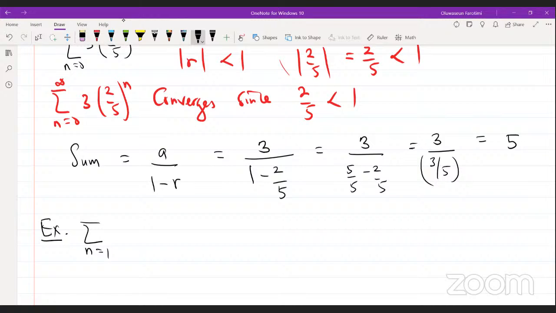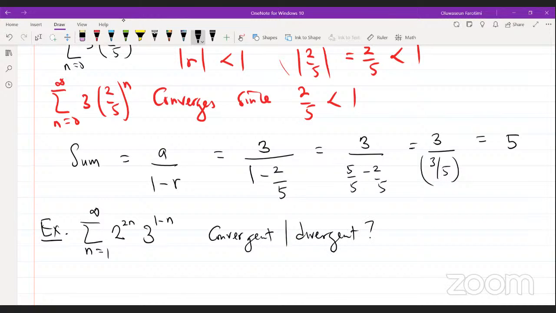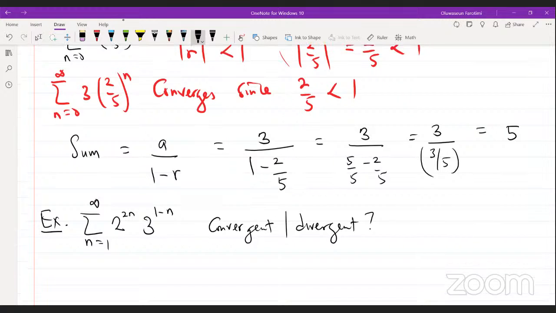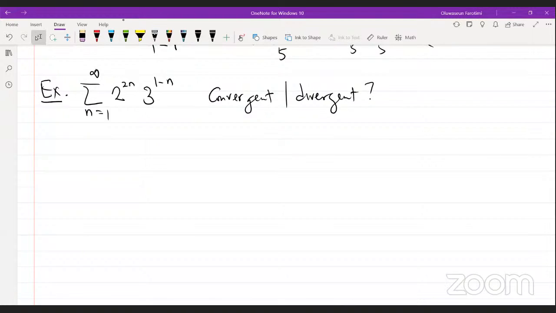You're going from 1 to infinity. Okay, so that is 2 to the power of 2n, 3 to the 1 minus n. So the question again is convergent or divergent. So this is still what we're trying to investigate. Does it converge or does it diverge? Okay, well, we'll see.